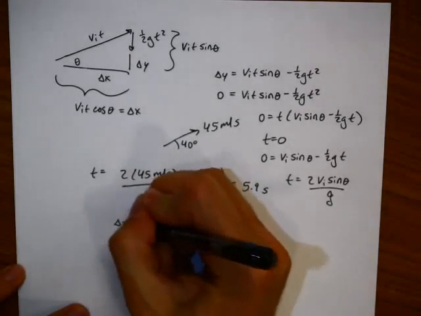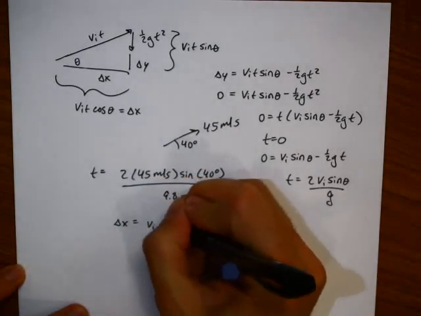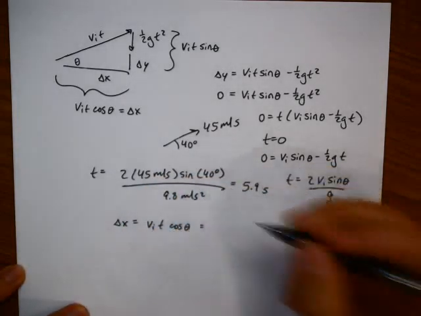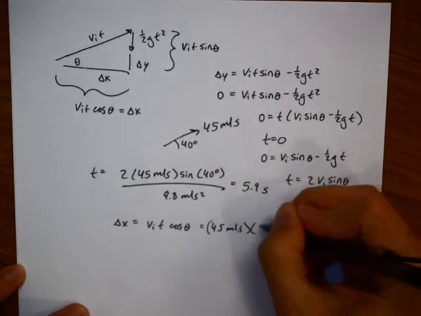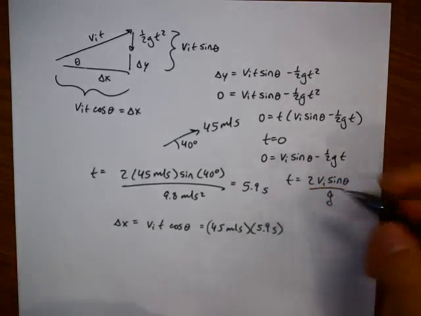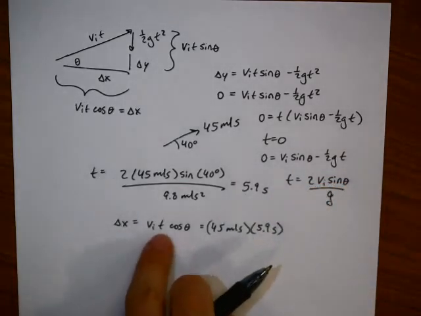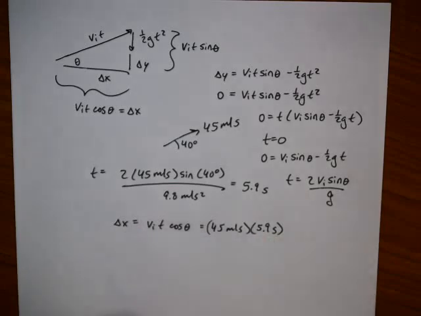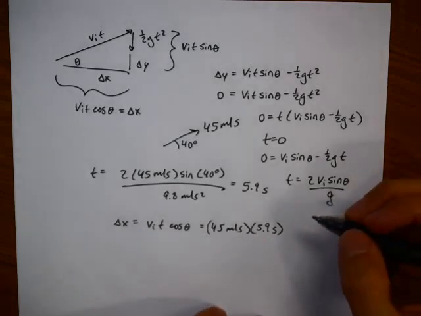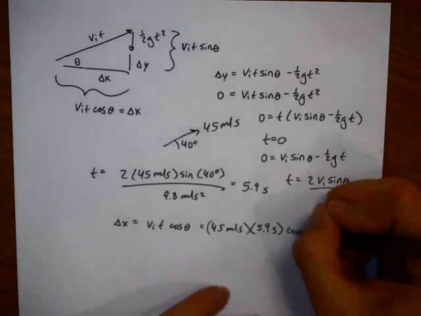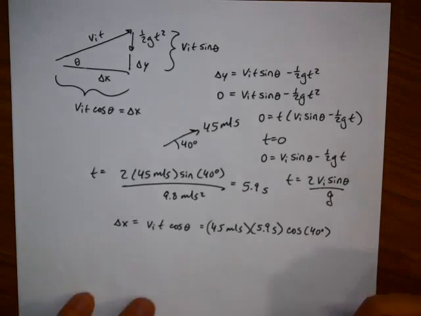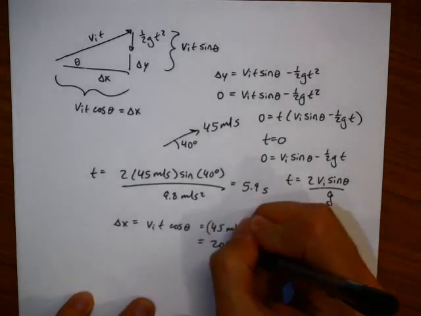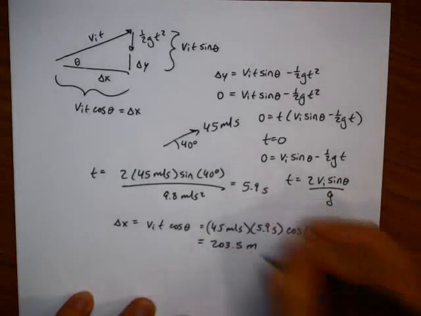The range, we have an equation for it. vi t cosine theta. vi, 45 meters per second. t, hey, it's this time, 5.9 seconds. This is the range at whatever time we plug in. So if we plug in 5.9, it's the overall range. It's the total distance traveled in the forward direction. Let's tack on our cosine of 40 degrees at the end. Okay. I don't know if I can do this one in my head. So I'm going to use my calculator on this one, 203.5 meters.